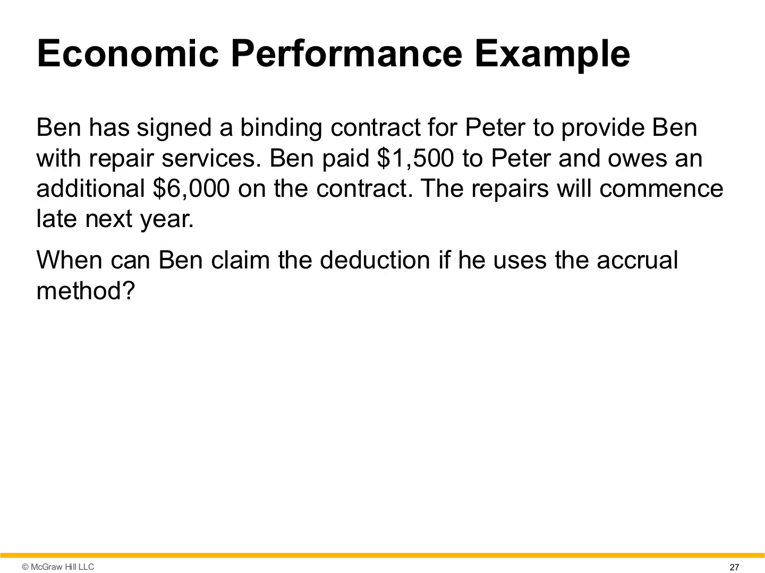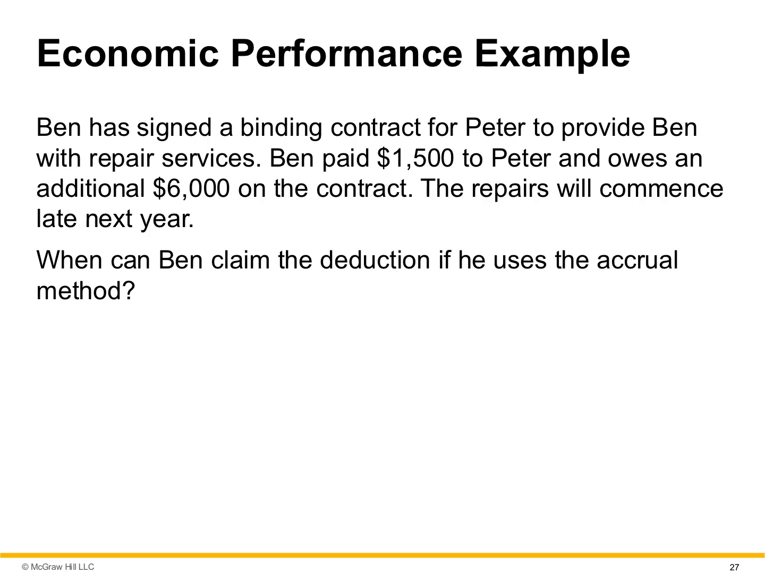Let's take a look at an example of an economic performance example. So Ben has signed a binding contract for Peter to provide Ben with repair services. Ben paid $1,500 to Peter and owes an additional $6,000 on the contract. The repairs will commence late next year. When can Ben claim the deduction if he uses the accrual method?